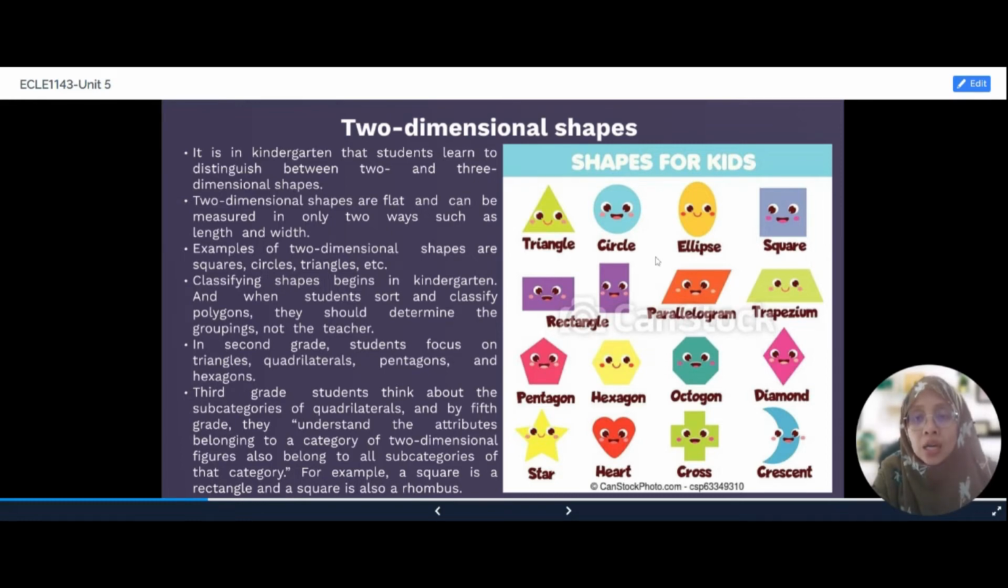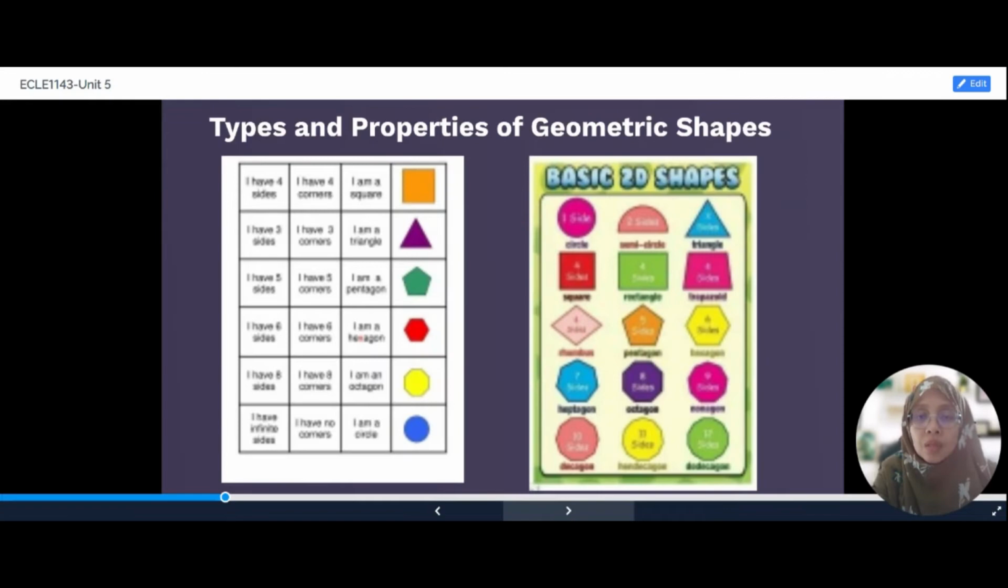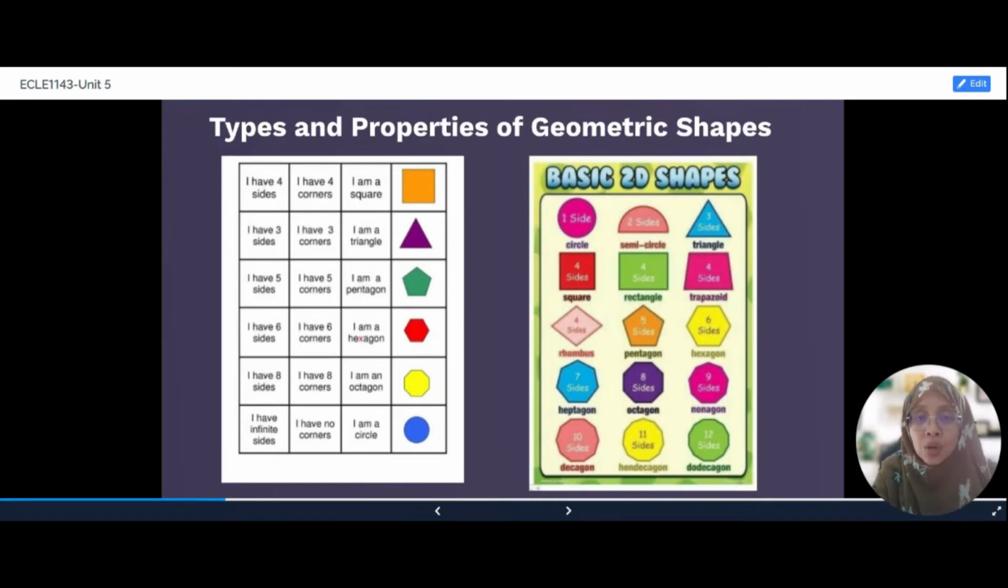So when we teach them a shape, it needs to start with the 2-dimensional shape first, because it's quite easy for them to understand. And we can do it by making them classify. For example, yang ada 4 sudut, yang ada 3, yang tak ada sudut. Ciri-ciri yang kita perlu highlight pada mereka. Okay, so these are examples for you to teach children the types and properties of geometric shapes.